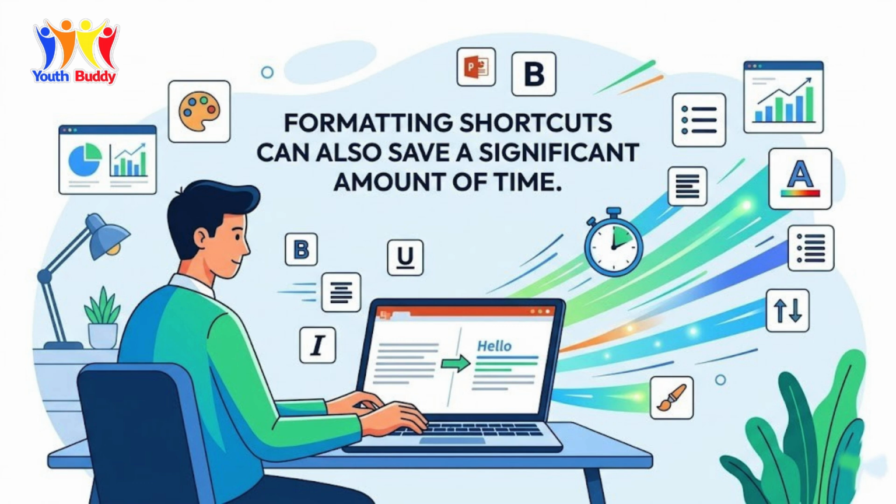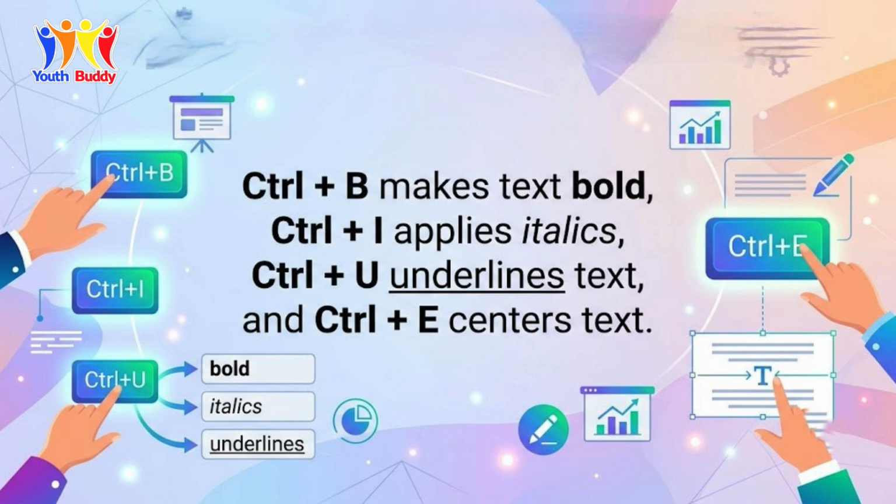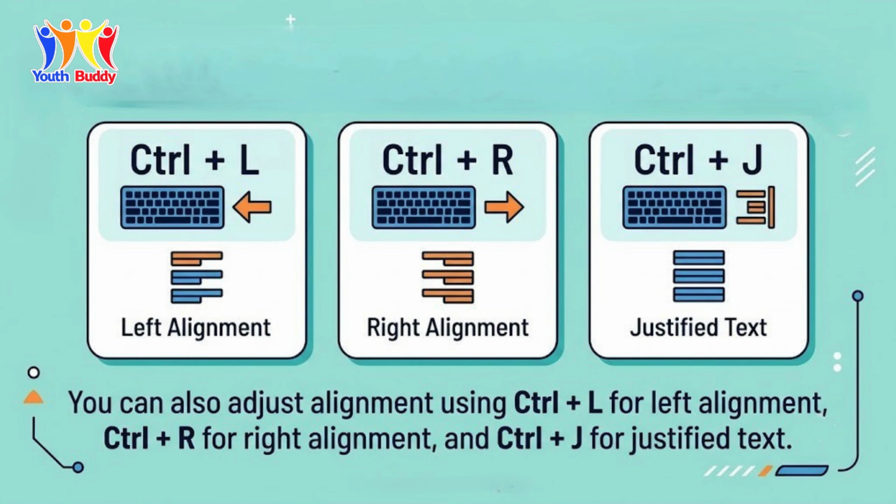Formatting shortcuts can also save a significant amount of time. Ctrl+B makes text bold, Ctrl+I applies italics, Ctrl+U underlines text, and Ctrl+E centers text. You can also adjust alignment using Ctrl+L for left alignment, Ctrl+R for right alignment, and Ctrl+J for justified text.